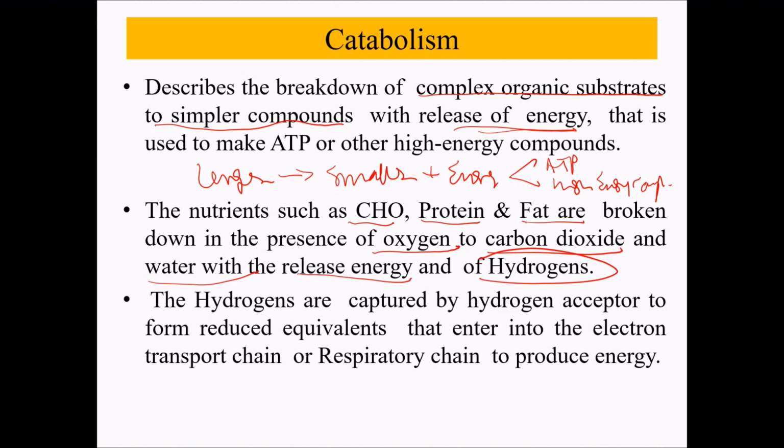These hydrogens, we can't let hydrogen be free in our body, because when it is free in our body, it will disturb the pH, and pH has a very narrow range. So whenever there is hydrogen, it has to be captured by some hydrogen acceptors, through the oxidation and reduction process. The compounds are reduced, and these compounds are reduced equivalents, or reducing equivalents, and then these reducing equivalents transport this hydrogen, if it is in the cytoplasm, from the cytoplasm to the mitochondria, or if it is in the mitochondria they will transport it into the electron transport chain, where they produce energy.